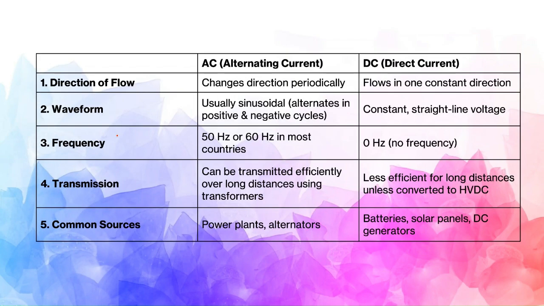Now, let me summarize what I have discussed. In case of alternating current, the direction changes periodically. In case of direct current, it flows constantly in one direction. Now, the waveform can be sinusoidal. So we are looking at the sinusoidal waveform every time. But it can also be a square wave or triangular wave.